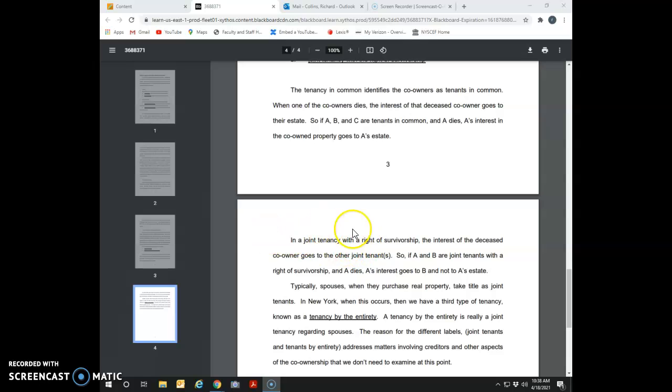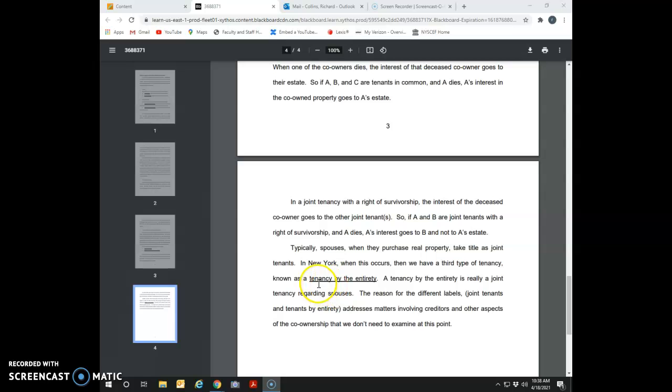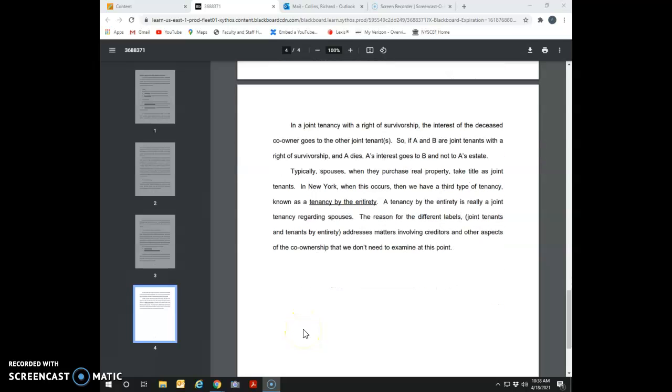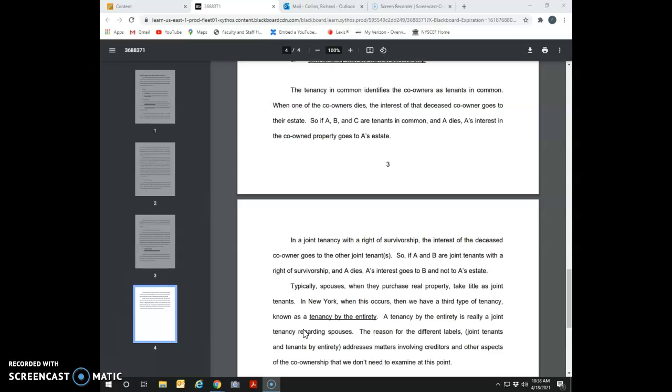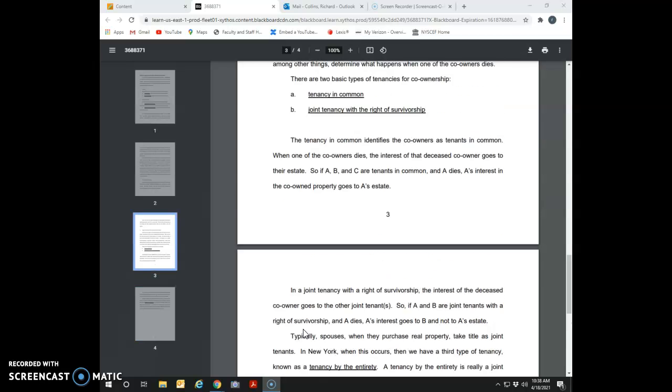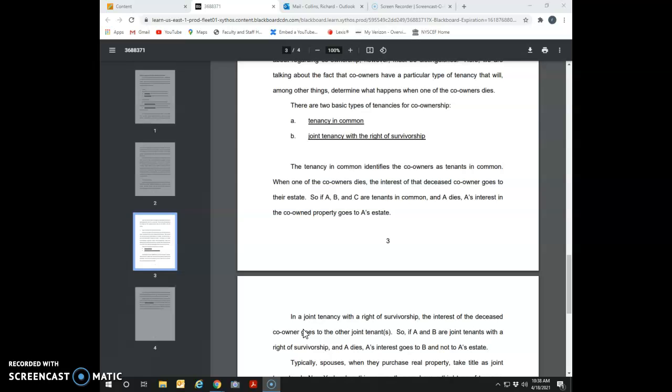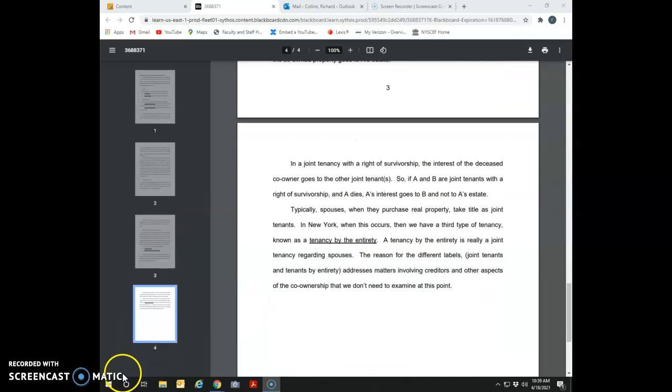In a joint tenancy with a right of survivorship, the interest of the deceased co-owner goes to the other joint tenants. Spouses have a joint tenancy with a right of survivorship, but it's also known as tenancy by the entirety. And as I point out, a tenancy by the entirety is really a joint tenancy regarding the spouses. The different labels deal with creditors' rights that we're not going to be concerned about. So that really is what I want to say about co-ownership, which is the last topic I have in the outline.